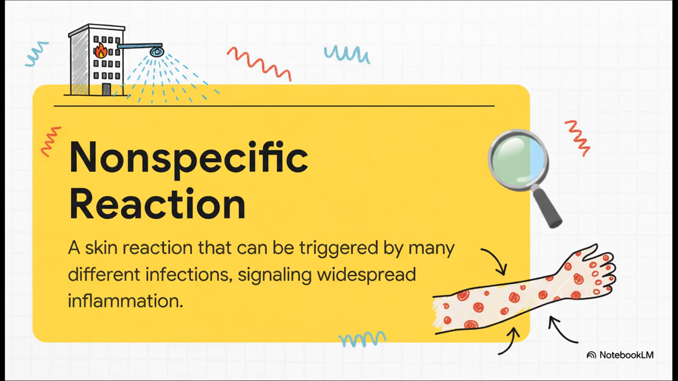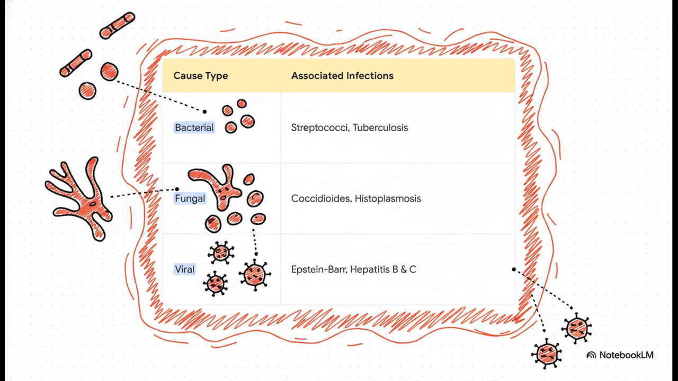You know the best way to think about it? It's like a building's fire sprinkler system. A little fire in one office might set off the sprinklers on the entire floor, soaking everything, not just the fire. The skin rash is like that sprinkler system, a generalized response to a threat that could be coming from almost anywhere.